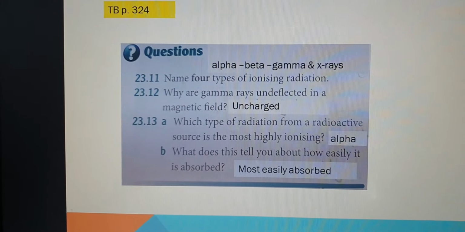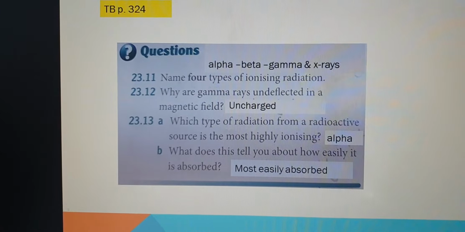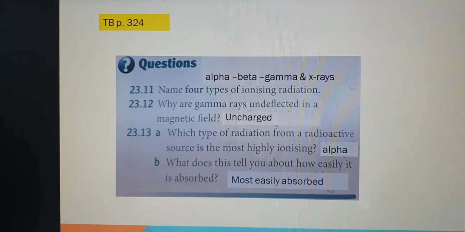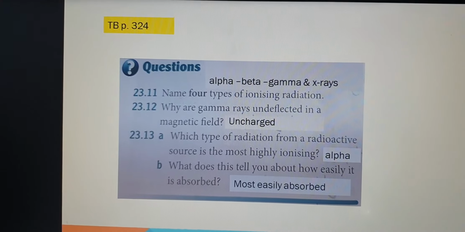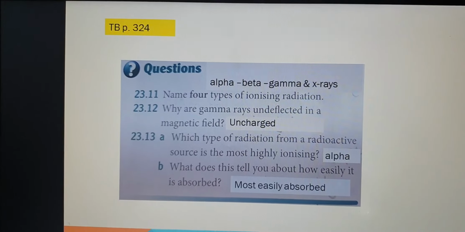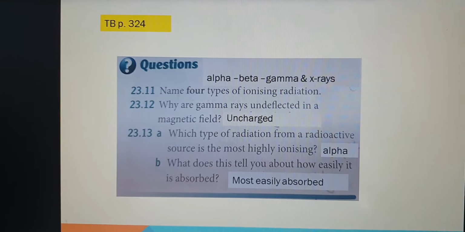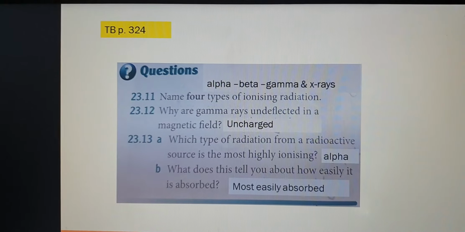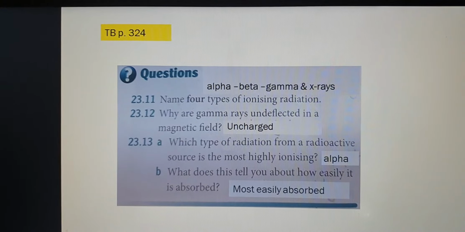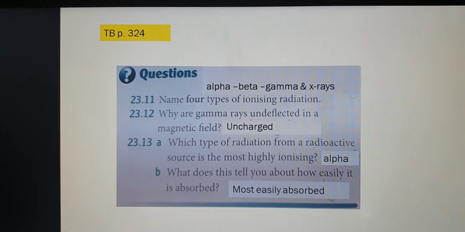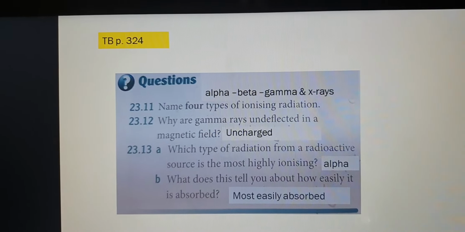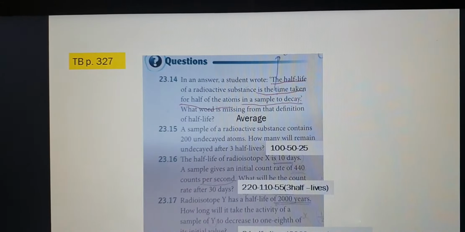23.13. Which type of radiation from a radioactive source is the most highly ionizing? Alpha particles are the most ionizing radiation. What does this tell you about how easily it is absorbed? Alpha particles are the most easily absorbed radiation.